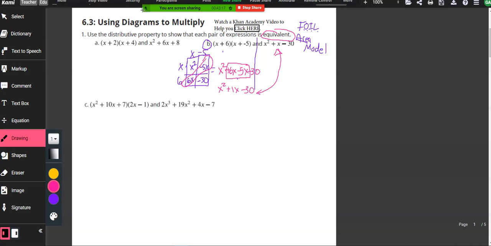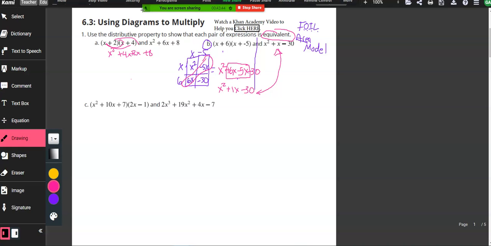If you could do this in your head and you could look at this and be like, oh, you know what, this is x squared, this is 4x, this is 2x, this is 8. You could do that as well. The area model just organizes your work a little bit better, but it's helpful but not mandatory.